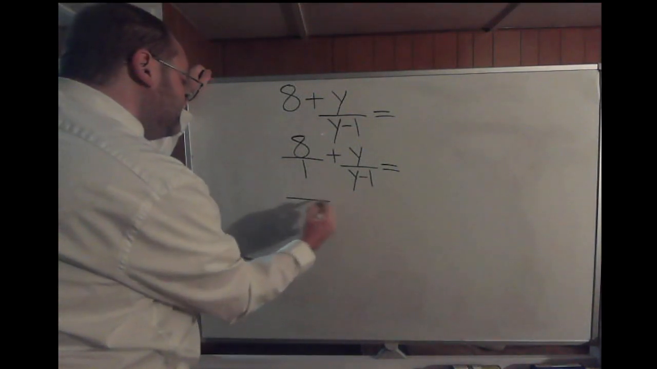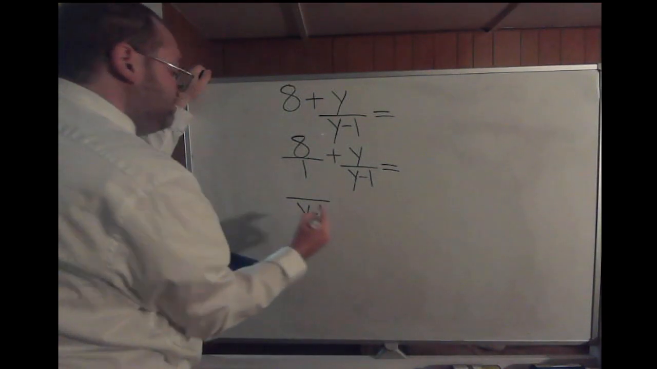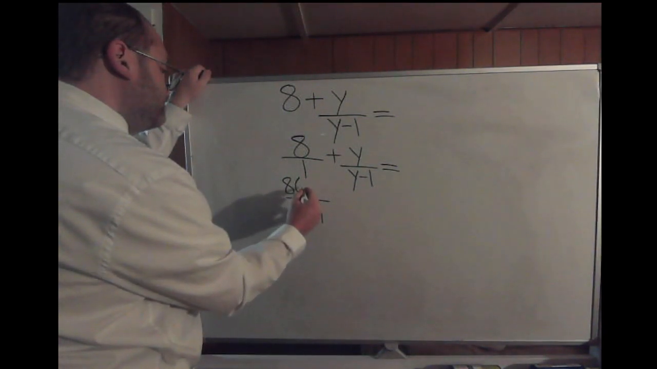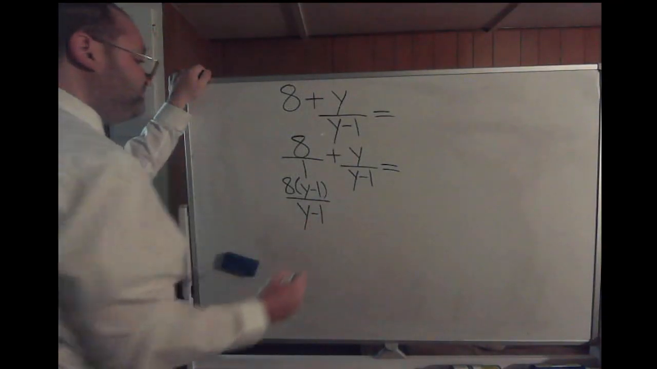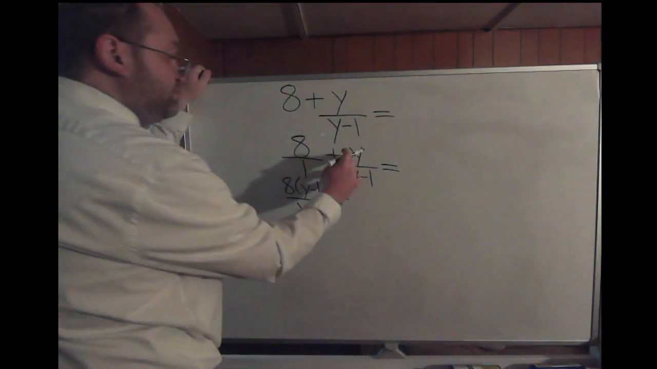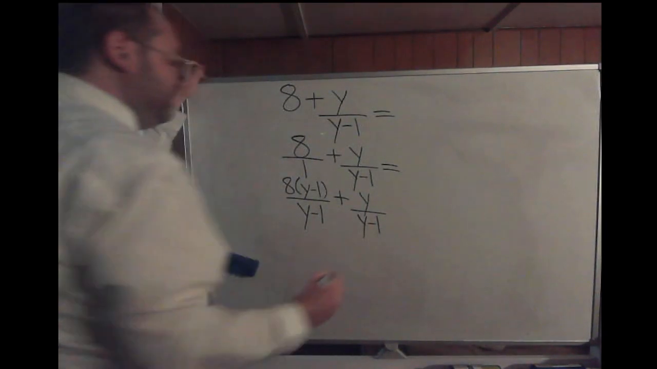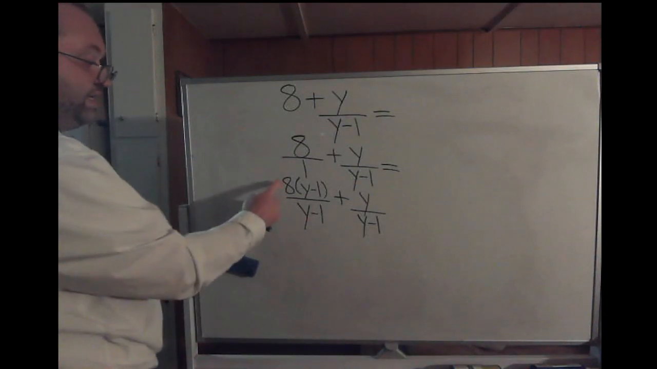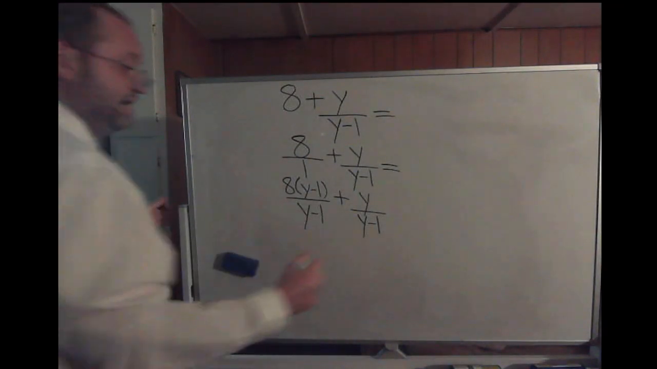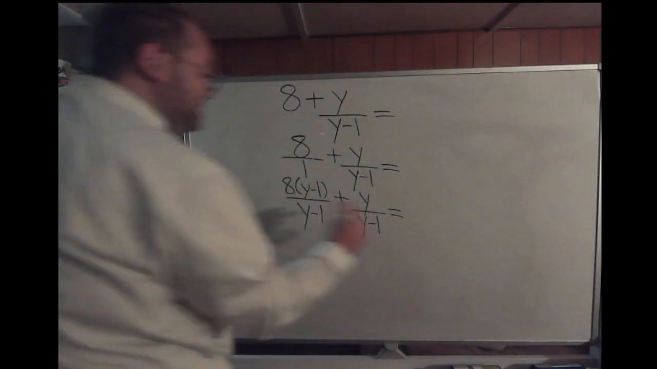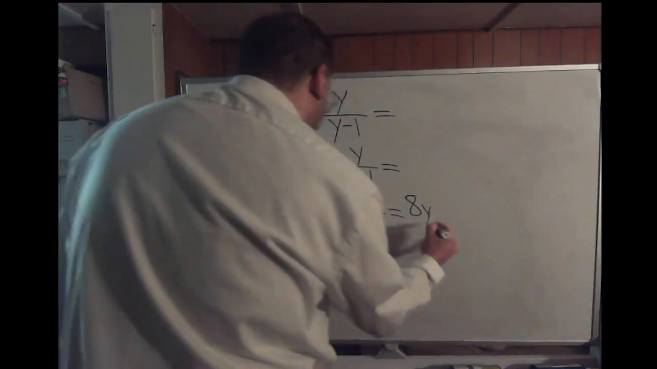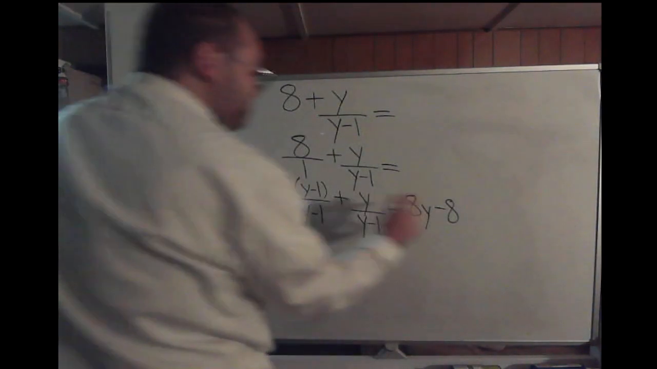If you do that, you'll end up getting y minus 1, but you got to do it to the numerator of 8. Multiply that by y minus 1. Then your second term, the y over y minus 1, already has the least common denominator, so we can leave that alone. But before we do the addition, let's do the distributive property on 8 times y minus 1. 8 times y, well, that's 8y. Then you have 8 times negative 1, well, that'd be negative 8. Then you have plus y, all that all over y minus 1.